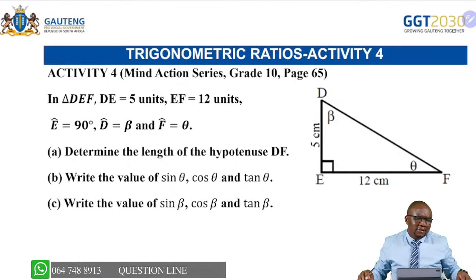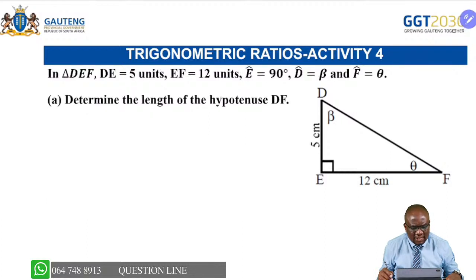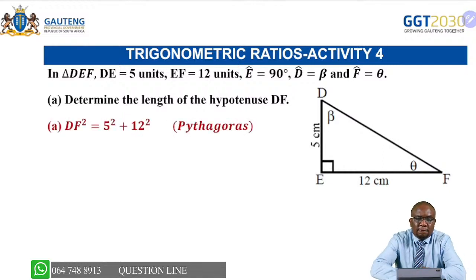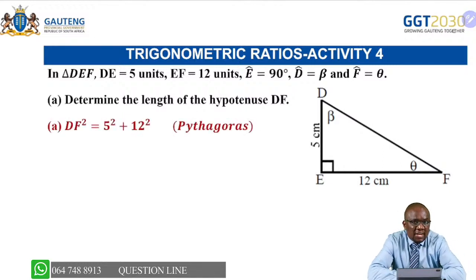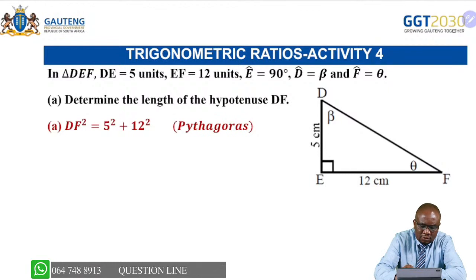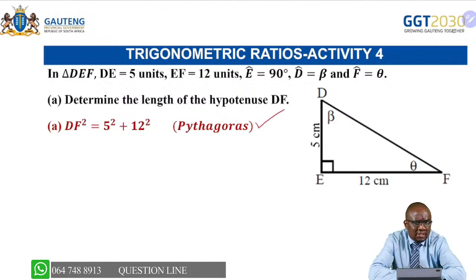Welcome back. So let's try to get the length of DF. What type of triangle is DEF? It's a right angle triangle. So we can say DF squared is equal to 5 squared plus 12 squared. Why are we saying that? Because of the Pythagoras theorem. Please mark that.